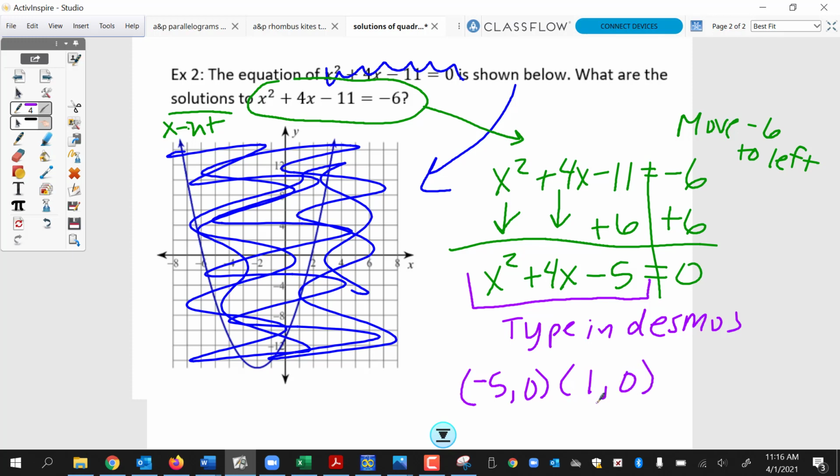Now, in Desmos, in formative, it's going to ask you what are the solutions. So you're going to type this with a comma in the middle, no spaces. Okay.